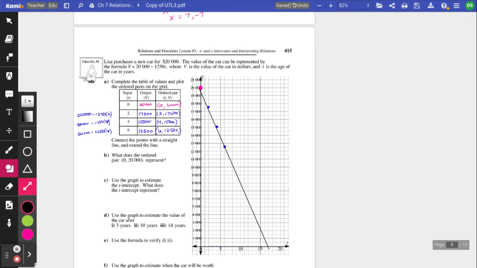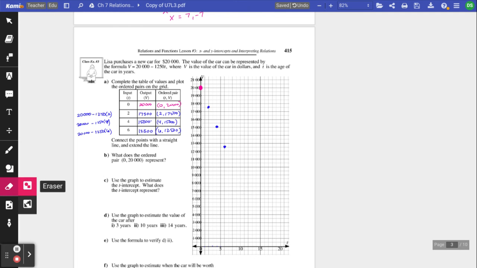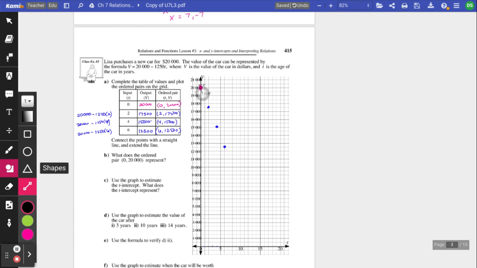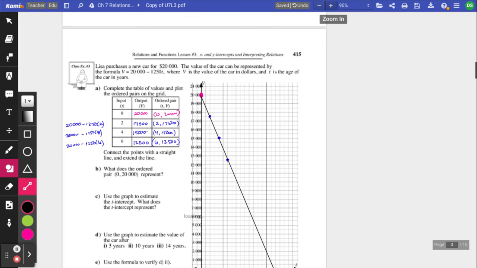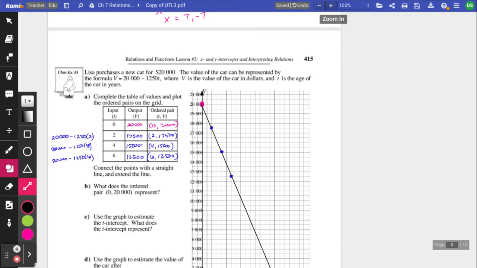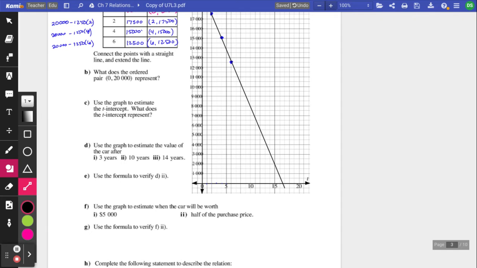I don't like it. I'm going to erase. Try again. Okay, I'm going to say that's where it goes. It's pretty good, okay? I'm a little off on the bottom. I'm not sure exactly where I went wrong, but we could figure it out.